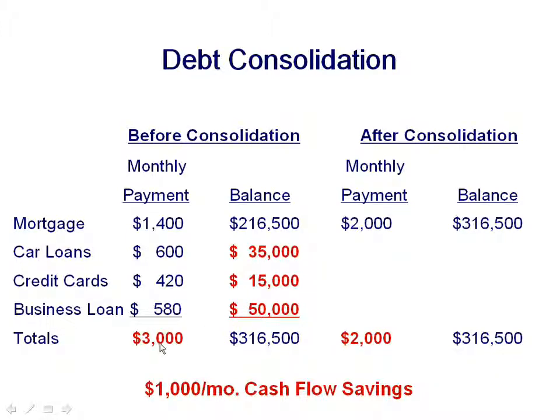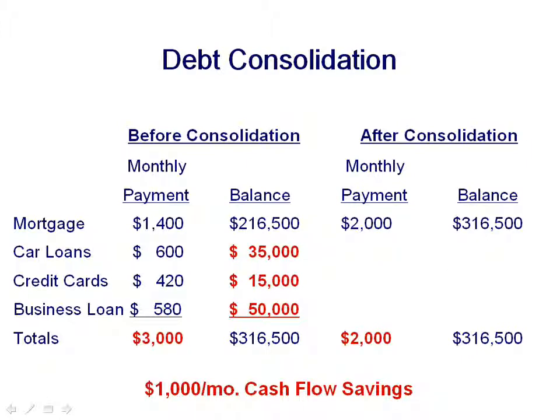So he's paying $3,000 a month with a $316,500 total balance in all his debt. Okay, so in order to reduce this large debt obligation and increase his monthly cash flow, Joe's going to consolidate this $3,000 a month in debt payments into a lower cost payment of $2,000.